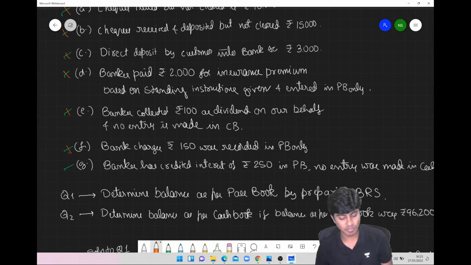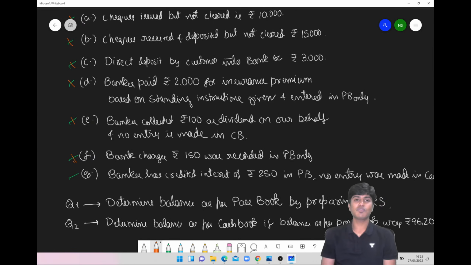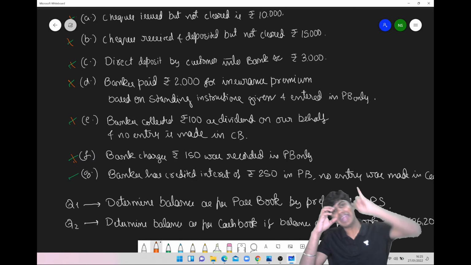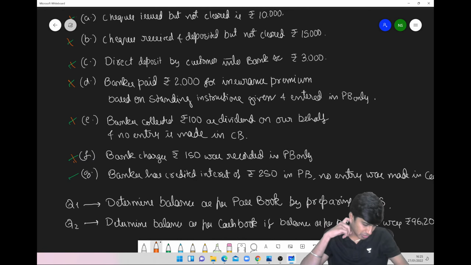Bank charges of rupees 150 recorded in passbook. Because of the bank charges, the balance per passbook has gone down, but the balance per cash book has not gone down. Where are we making changes? We are making changes in the passbook. What do we do? Add it back. Add how much? 150.